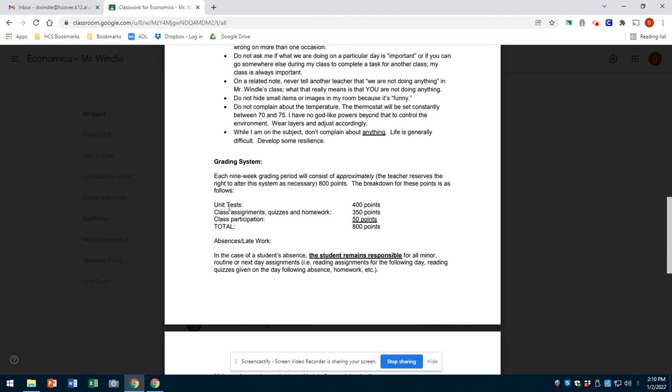Let's talk about our grading system. This is generally the distribution of the points. Tests will be about half, with nine weeks, and then you'll have a bunch of quizzes, some quizzes that count, assignments, homework.